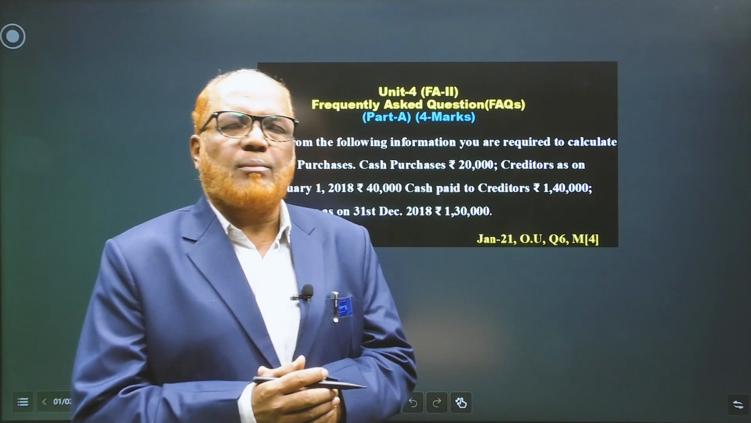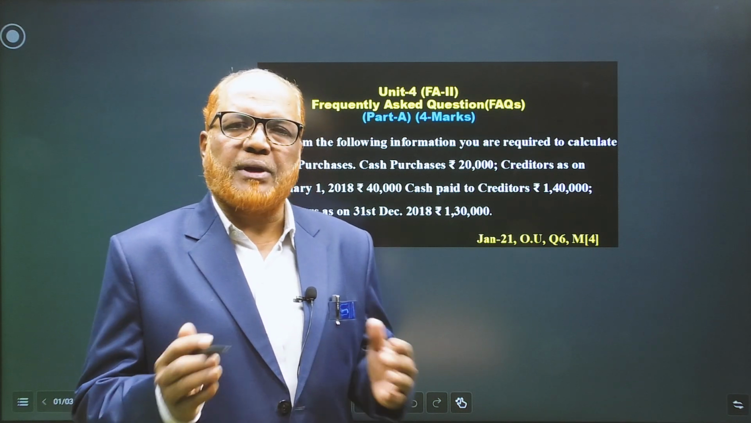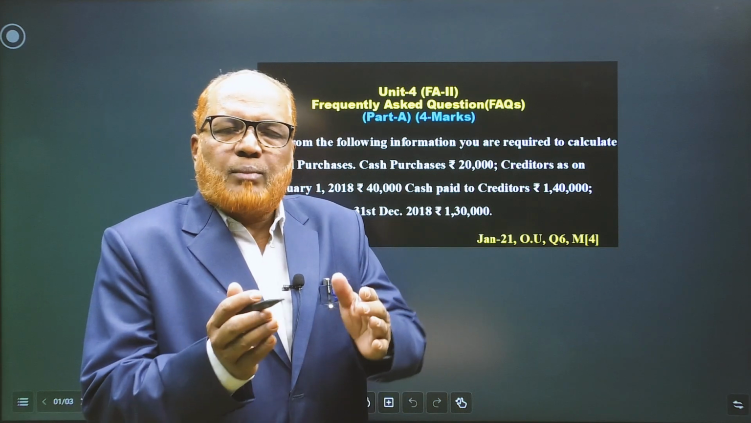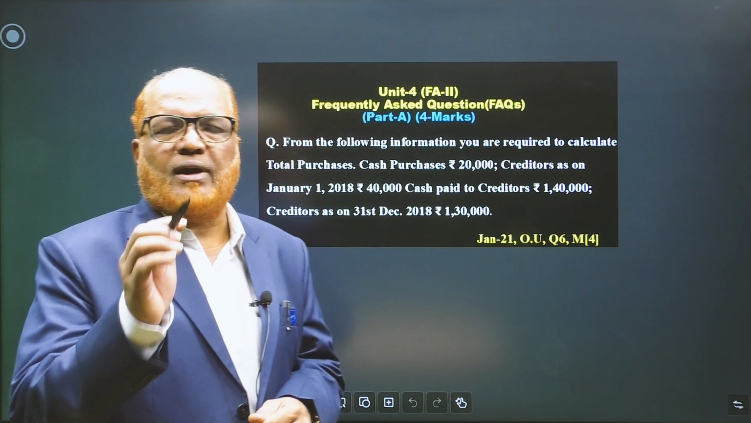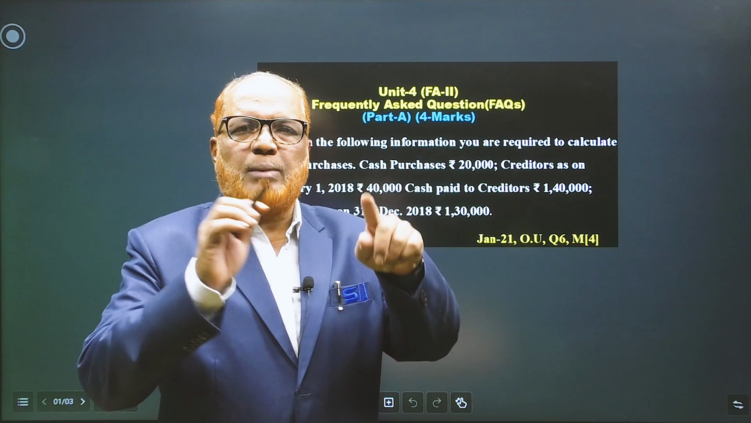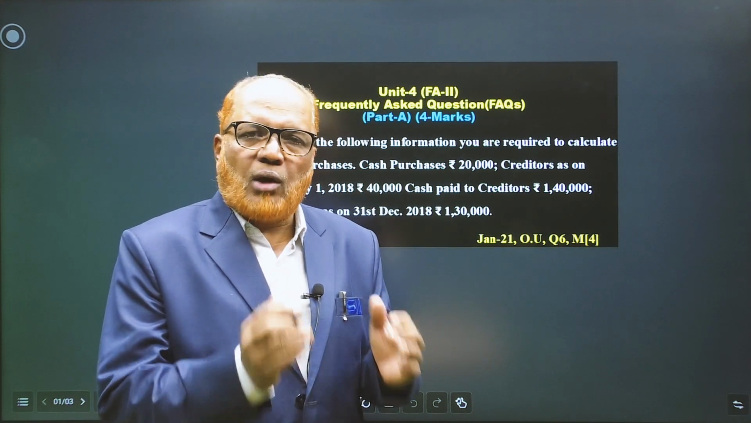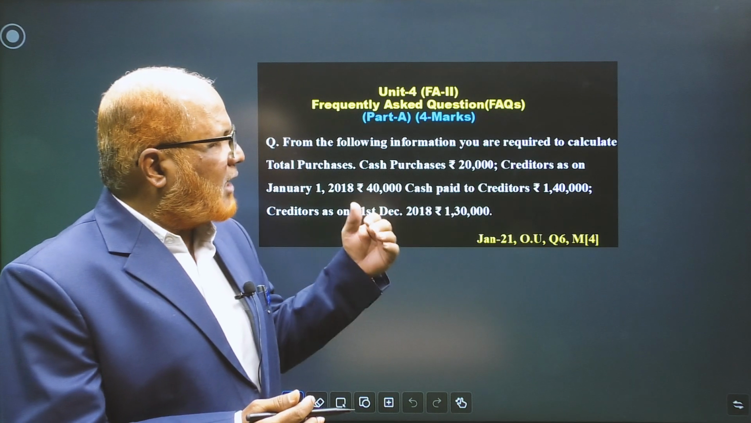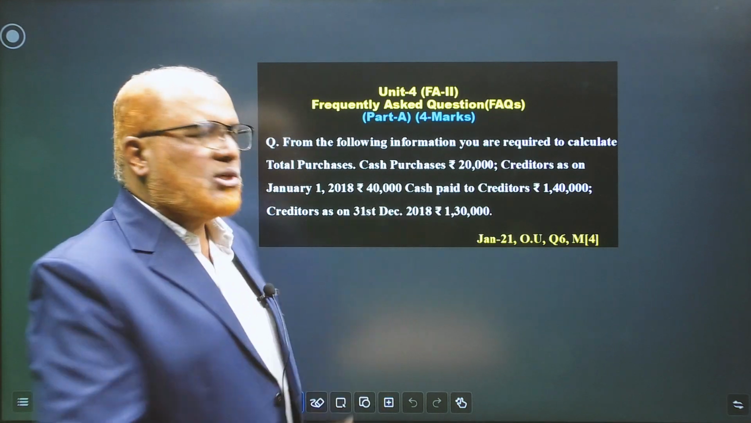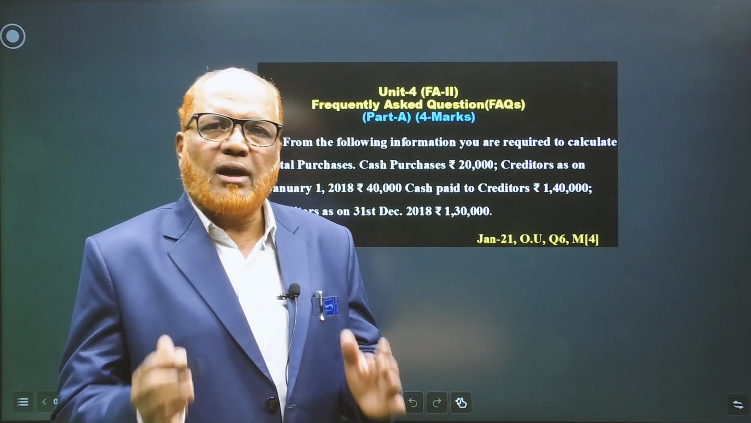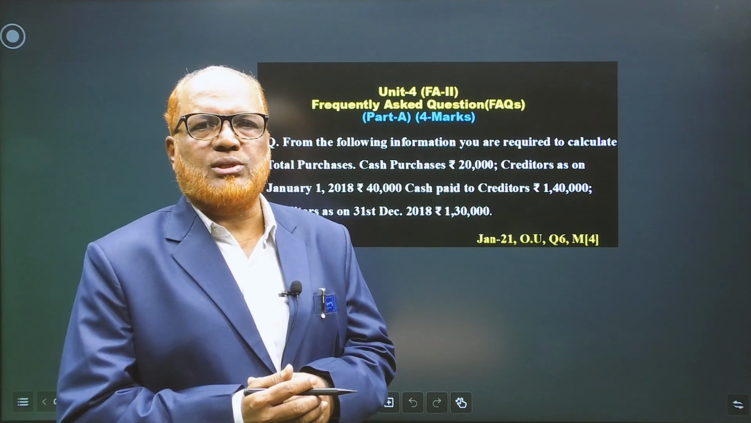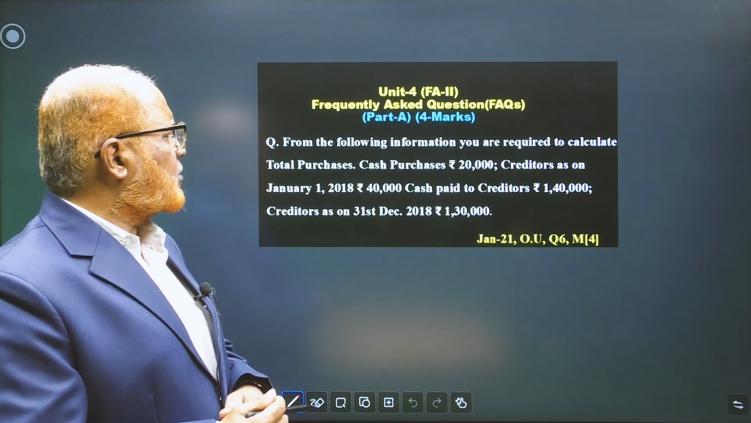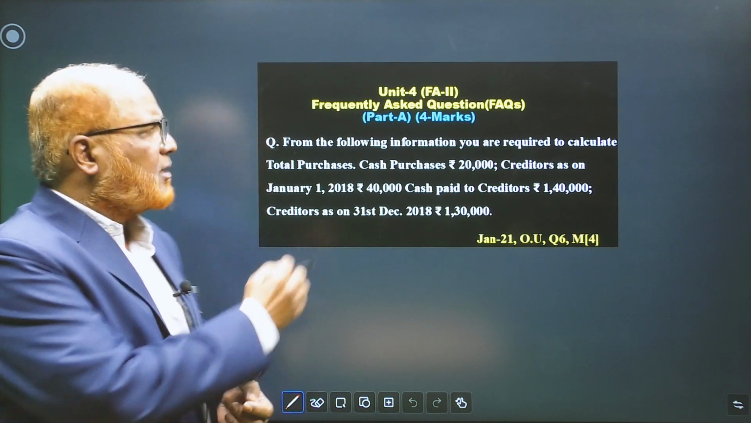In past examinations, 2 times they have asked purchases, finding out the total purchases, finding out the credit purchases. One problem in the last video, I explained how to find out the total purchases by preparing a trading account. Now in this video, one more similar type of problem that had been asked in an earlier examination, that is Jan 2021. So here again, we have to calculate purchases. What is the problem here? From the following information, you are required to calculate total purchases.